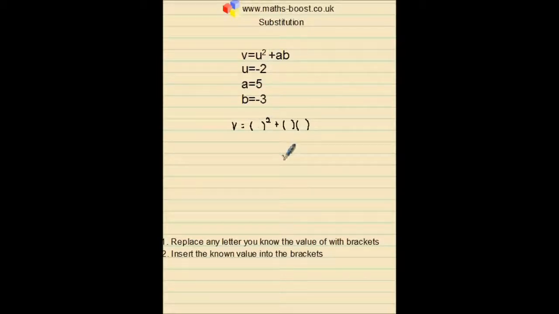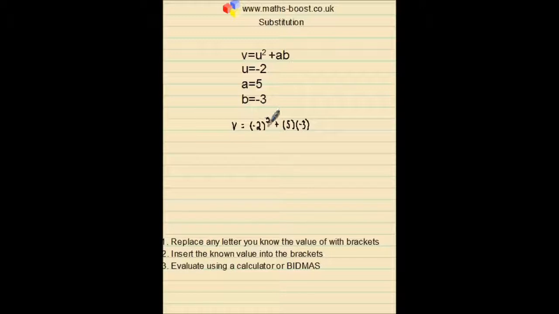Step 2, insert the known values into the brackets. And finally, step 3, evaluate using a calculator, or if it's a non-calculator paper, you'll have to use BIDMAS using pen and paper. Now, step 3 is often actually the part that's more difficult. Substitution is quite easy. You're just replacing the letter with these brackets and then putting in the value. But this is a little bit more difficult.